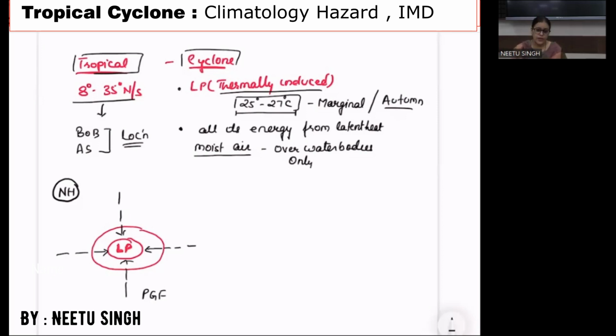So wind will fail to converge like this. What is the way wind will converge? Watch carefully. Remove from your mind the common mistake we make. Wind will try to come towards this, but will get deflected to its right. Will get deflected to its right. Deflection is created by Coriolis force.